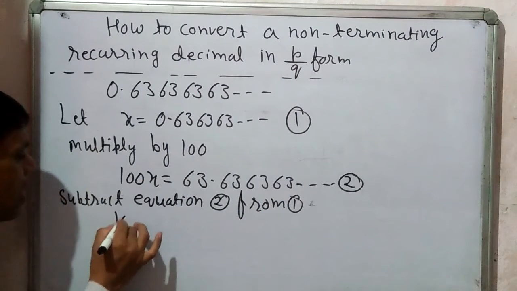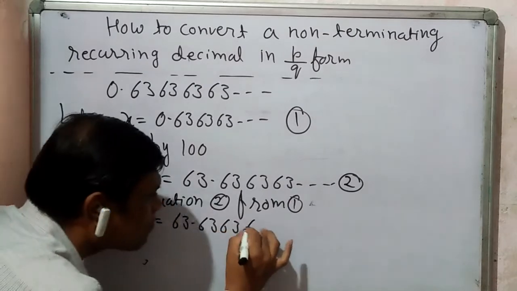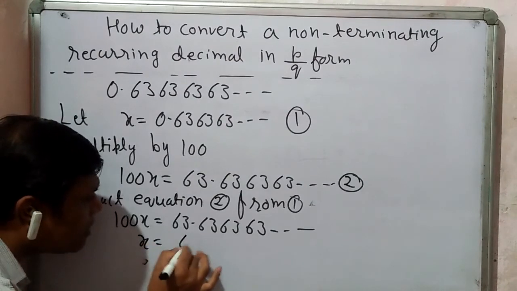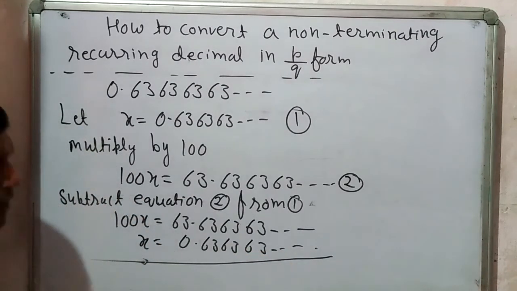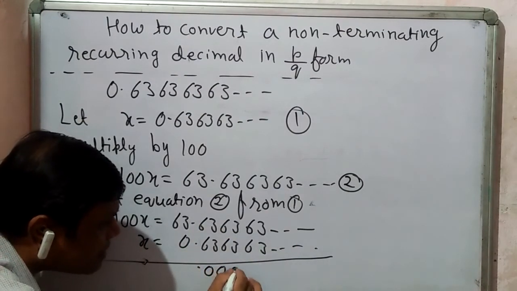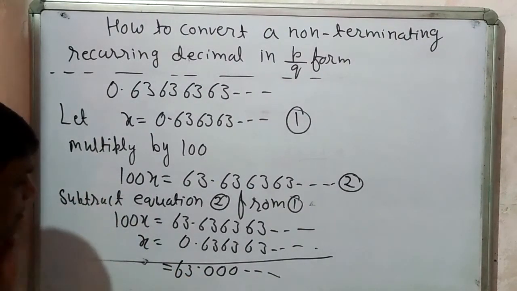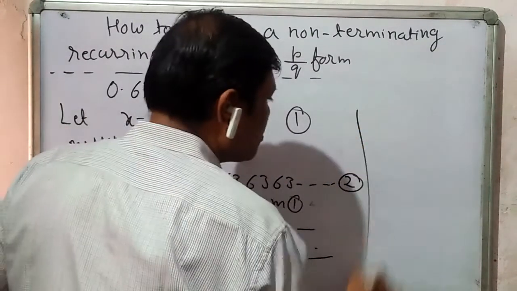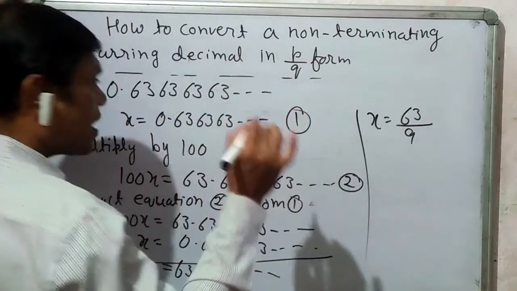What we have is 100x on the left hand side, 63.636363 on the right hand side. Then the first equation, x equals 0.636363. They will be subtracted. On this side we get all zeros after the decimal. We get 63 only before the decimal. 100x minus x is 99x. So we can find the value of x as 63 upon 99.